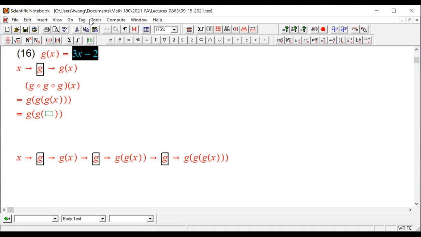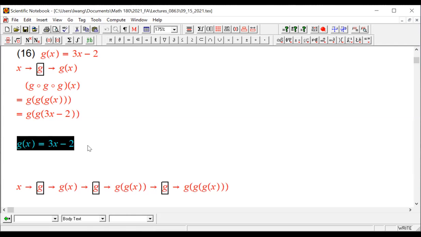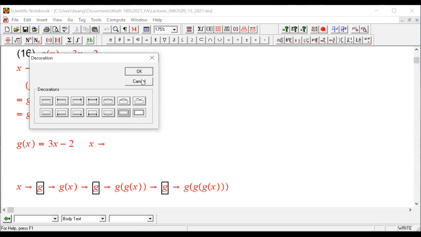The inside is 3x minus 2, which replaces G of X. You see that? So we have finished this piece, but we have 2 more pieces to go. But this G of X, which is 3x minus 2, is the input for G. This is our G. This rule of G says, you give me the input, and I'm going to take the entire input.